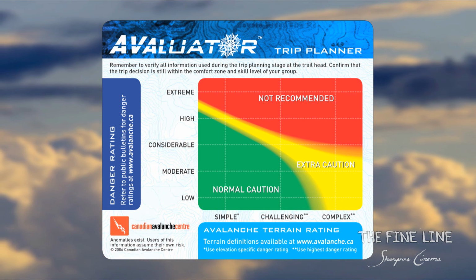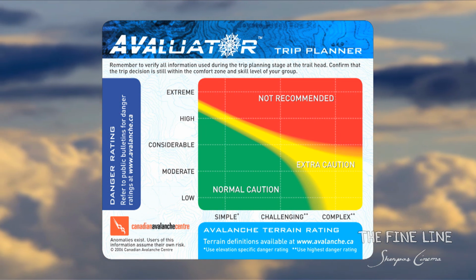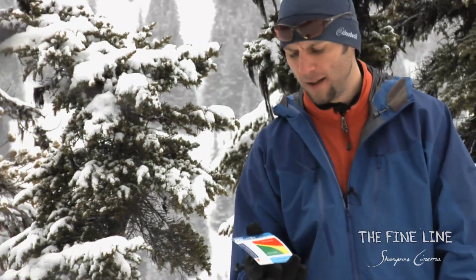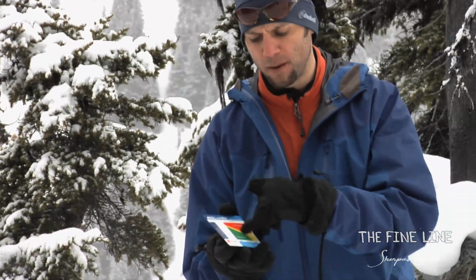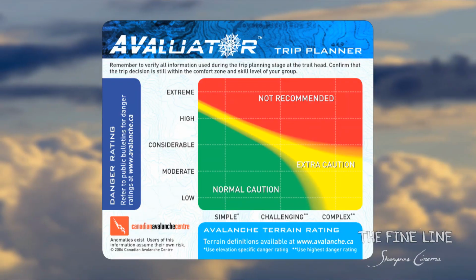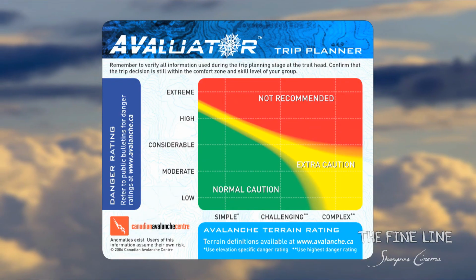Basically I take the danger rating that I have and I combine it with the terrain rating of the trip that I'm hoping to do. And then I see where I end up on this card. Normally I try to stay in the green zone, and once it gets into the yellow, it definitely raises some flags for me to be extra cautious.